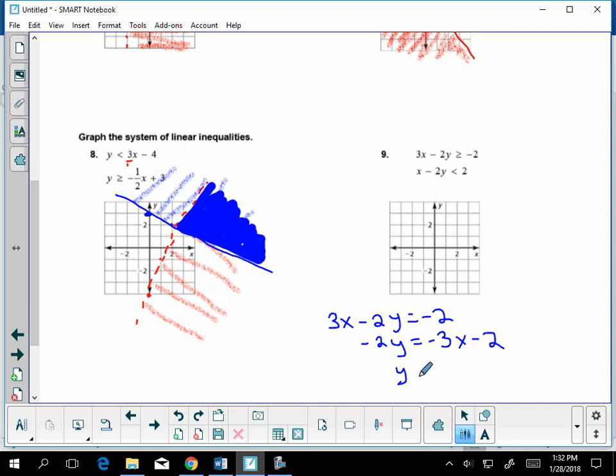Divide by -2. The negatives cancel. When I divide by -2 here, a negative divided by a negative is positive. And -2 divided by -2 is +1. So my y-intercept is 1. My slope is 3 over 2. And that's going to be a solid line.